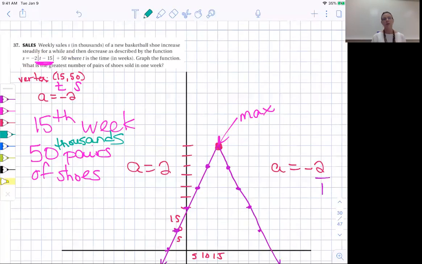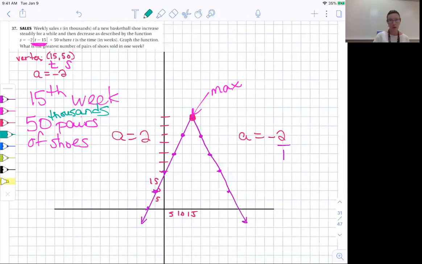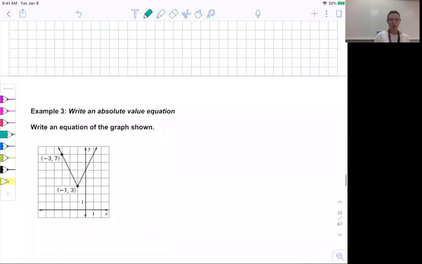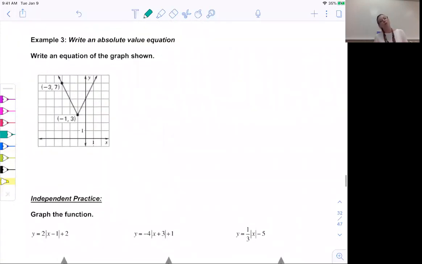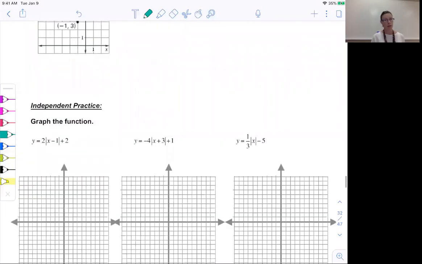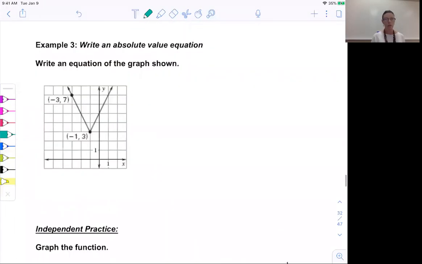Okay. So what I'd like you to do is find that chapter 2 packet. We're going to quickly go through a couple more problems with absolute value. And then we're going to transfer over into talking just about transformations in general. So I am looking at page 25 in your packet. And at the top of page 25 is example 3.